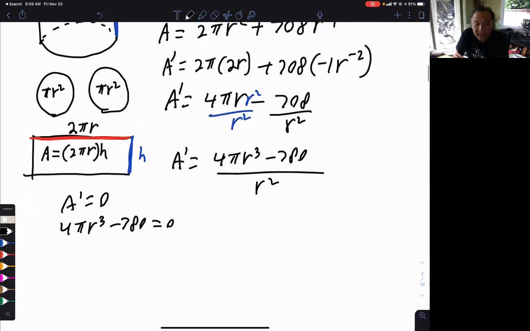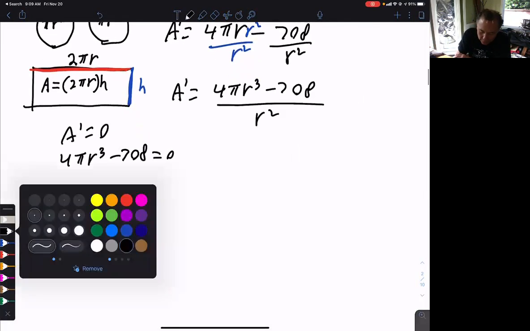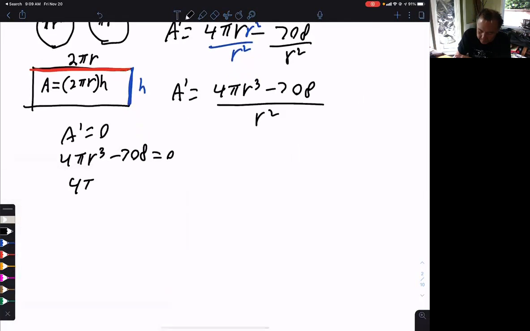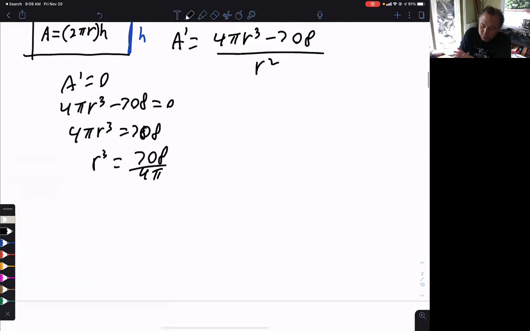708. I am on my game. Well, I'm not because I messed up, but I caught it. Whew, scary. I don't know what's wrong with me. Add 708 to both sides. Well, I almost did it again. Divide both sides by 4 pi. Cube root both sides.